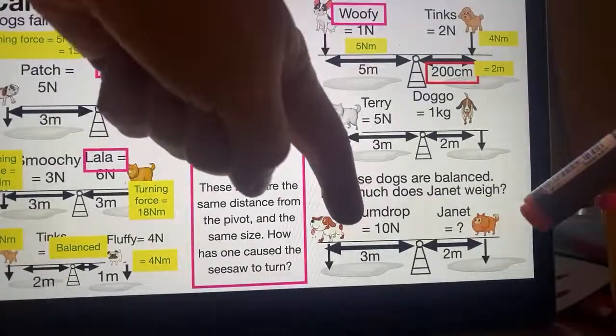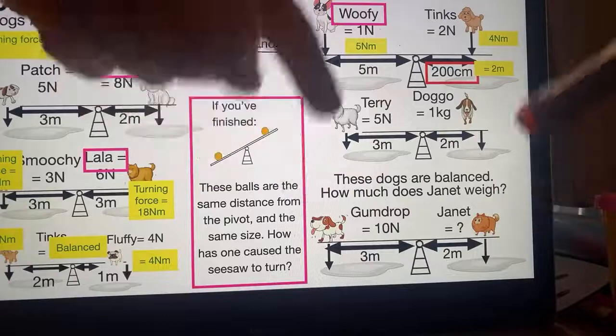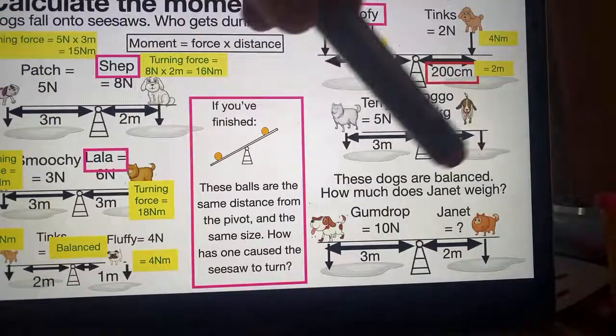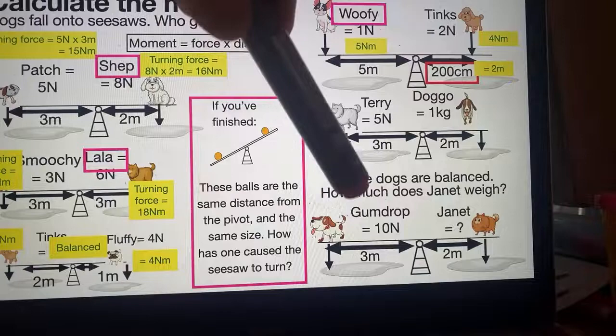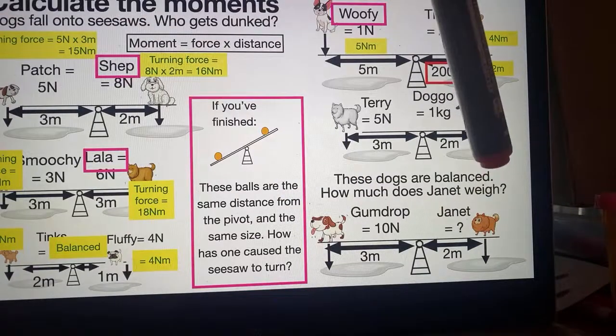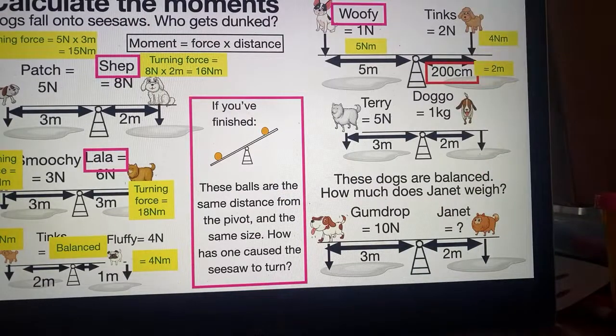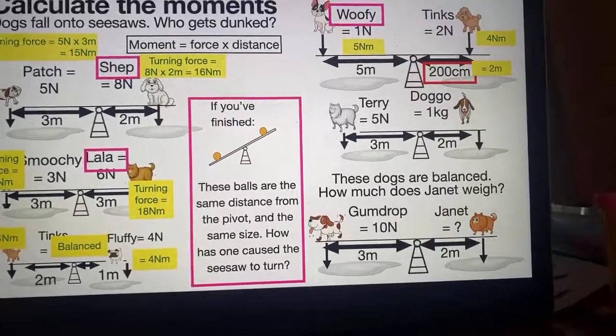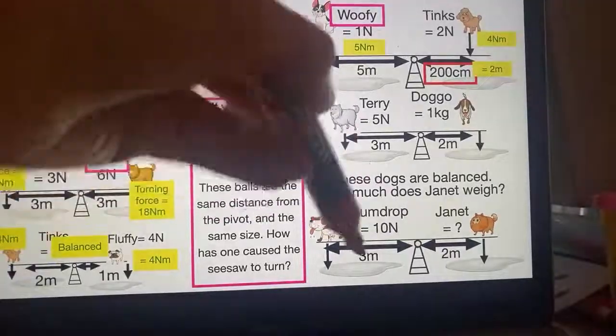So this seesaw is balanced. The proper physics way of saying that is it's in equilibrium. So if it's in equilibrium, if it's balanced, then the moment going clockwise must be equal to the moment going anti-clockwise, right? So I'm just going to write that down on the board. I'm going to write down brackets 10 newtons times 3 meters, close brackets, equals whatever Janet's weight is times 2 meters. Yeah, that's what that means. That times that must be exactly the same as that times that, because the seesaw isn't moving.